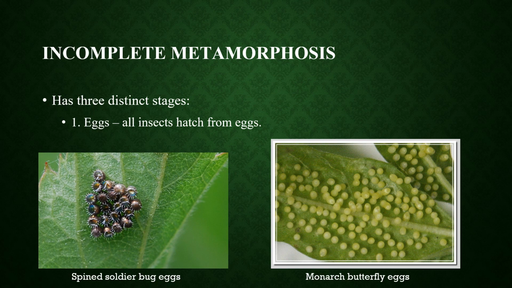There are three distinct stages. The first stage is eggs. All insects hatch from eggs. Like I mentioned before, if you remember from the taxonomy unit, every single animal is going to come from an egg. Same thing with an insect. So insects actually hatch, meaning the egg is laid outside of the body. It develops or ripens, so to speak. And then when it's ready, the insect will hatch.